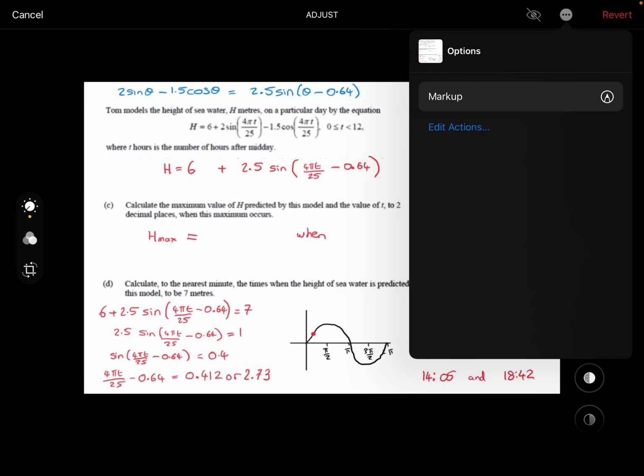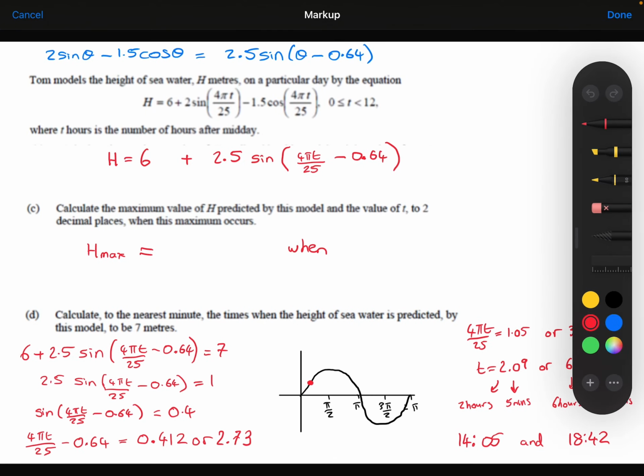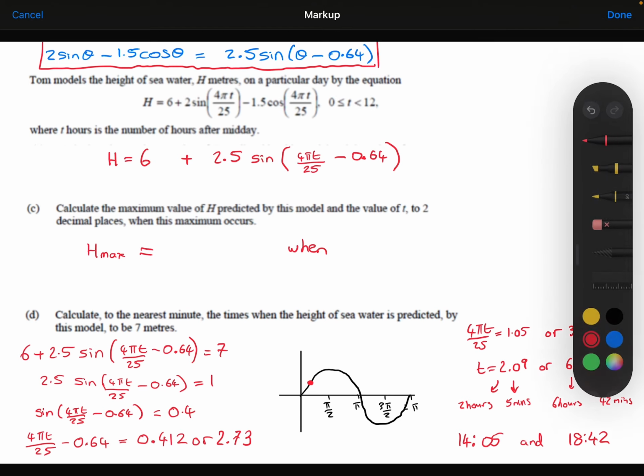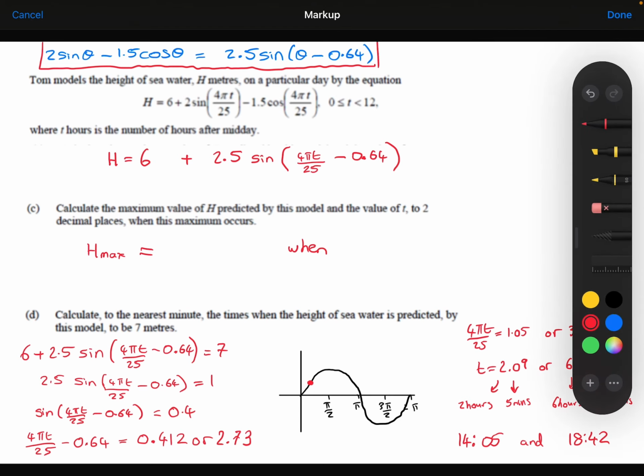Right, now moving on to part C and D of this question. Bearing in mind, we've just shown that 2 sine theta minus 1.5 cos theta can be written as 2.5 sine theta minus 0.64. We are now told that Tom is modelling the height of seawater, h meters, on a particular day using the equation h equals 6 plus 2 sine 4 pi t over 25 minus 1.5 cos 4 pi t over 25, between the values of t being 0 and 12.